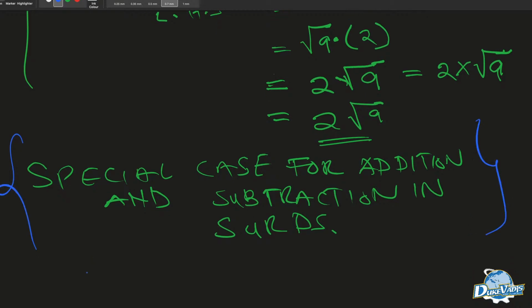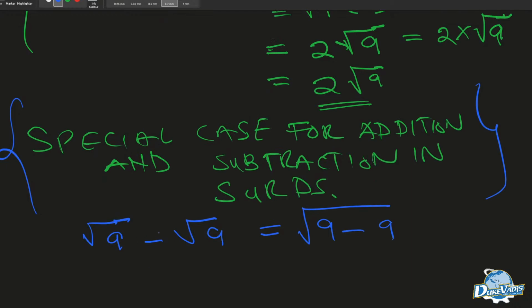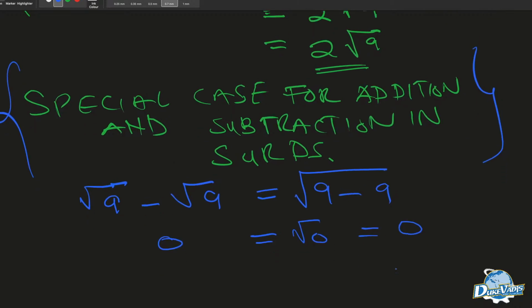If I have square root of 9 minus square root of 9, this can be written as square root of 9 minus 9. It's only a special case. And we know that square root of 9 minus square root of 9 is 0. And over here, also 9 minus 9 will be 0. Square root of 0 will be what? 0. That's the special case. Okay? So even if I have square root of 13 minus square root of 12, I cannot write it this way, that is square root of 13 minus 12. The special case is only this.